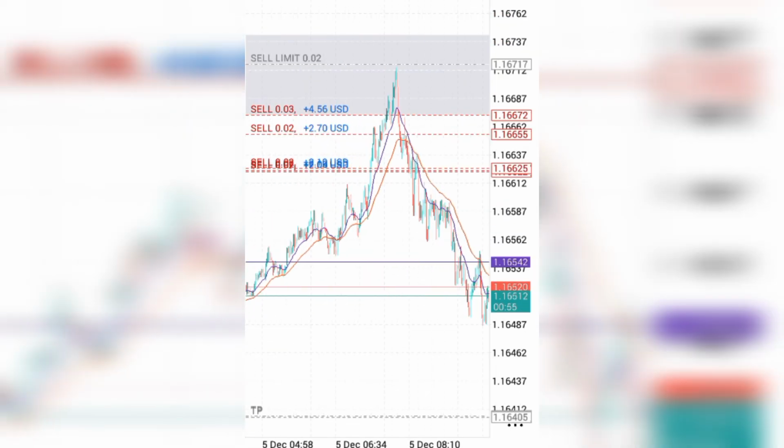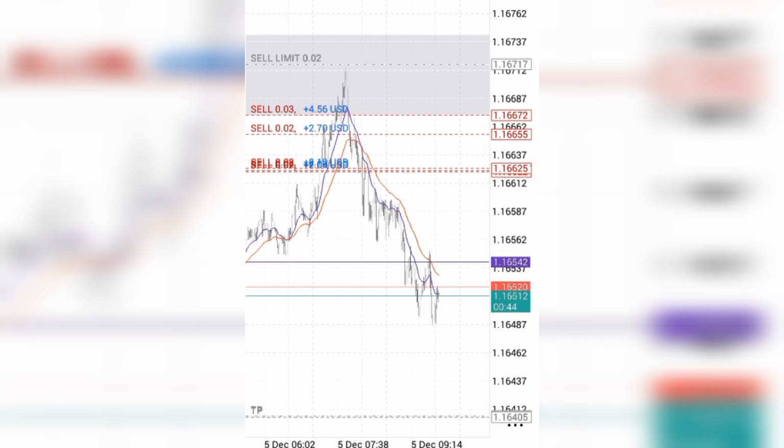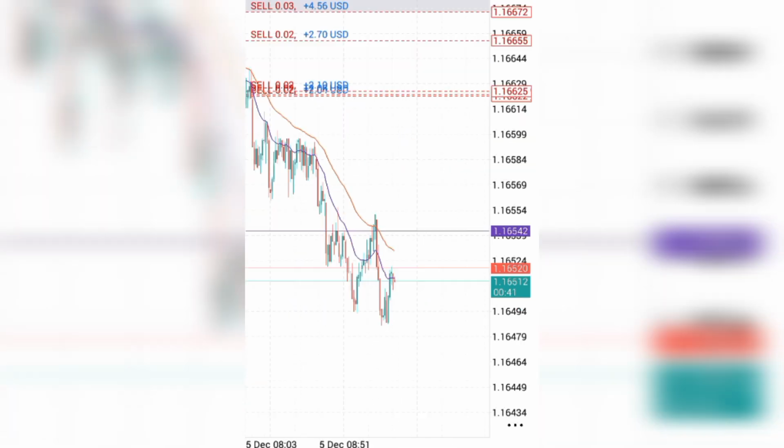You can add two moving averages, a 15 and 20 moving average. Then you add it with your SMC strategy, which is change of character, order blocks, and the fair value gaps for you to trade this.